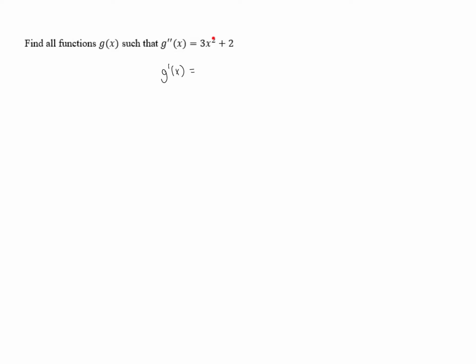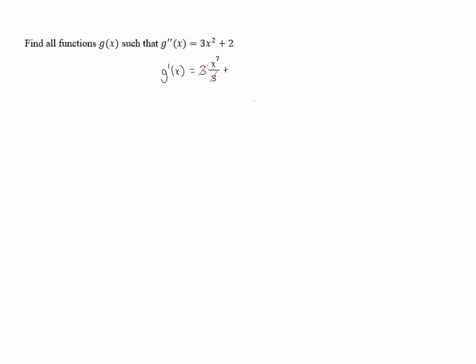The antiderivative of x squared, we know that we increase the exponent by 1 and then divide by that exponent. So I'm going to keep the 3 out front. The antiderivative of x squared is x cubed over 3. And we notice that those 3's are going to cancel. So we're just going to be left with x cubed.